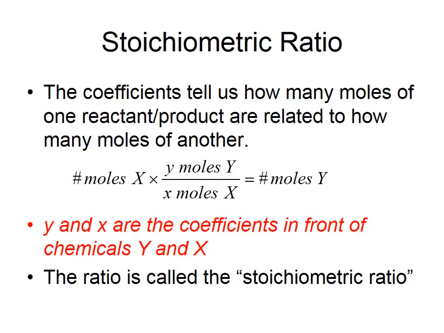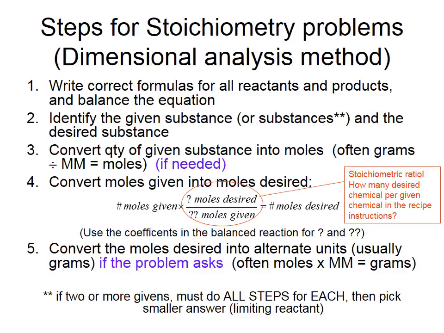So I have how many moles of X I have, and I know that the coefficient ratio of Y to X would get me a conversion factor that would help me figure out, well, how many moles of Y can I make from that? So I'm using the coefficient ratio. We sometimes call that the stoichiometric ratio. So now let's talk through a stoichiometry problem with and without limiting reactant.